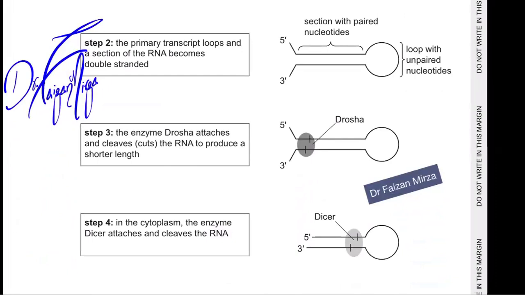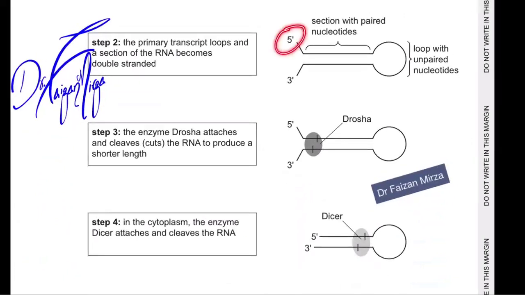So you can see that there's a 5' end and there's a 3' end. And this molecule folds over itself. When it folds over itself, this region includes a section of paired nucleotides. For example, if there is A here, there will be U here. If there is G here, it's C here. So complementary base pairing can be expected here, with hydrogen bonding stabilizing this part.